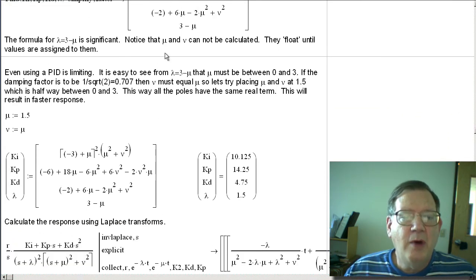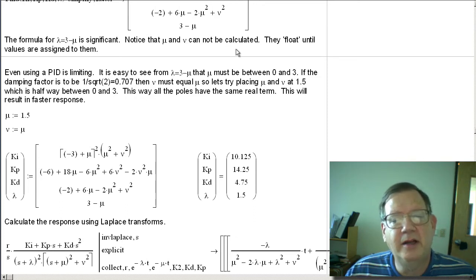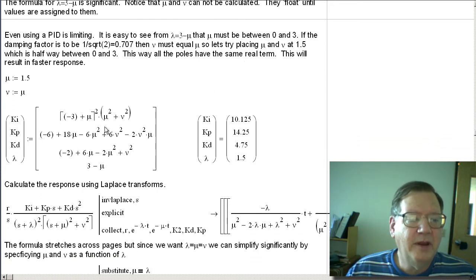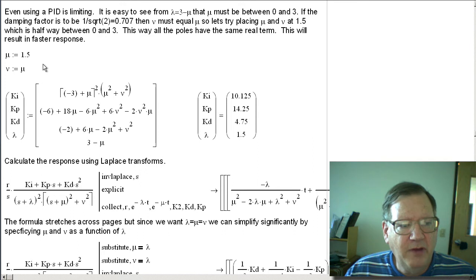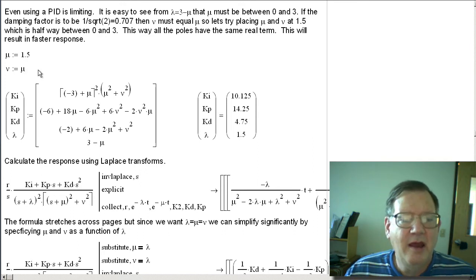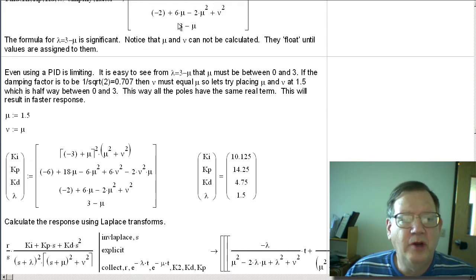Now, mu and nu cannot be calculated. They kind of float until you assign values to them. And the equations, you can see, get to be fairly complicated unless you can assign values in terms of lambda, then that simplifies things quite a bit. And what I'm going to do is assign mu and nu to 1.5.